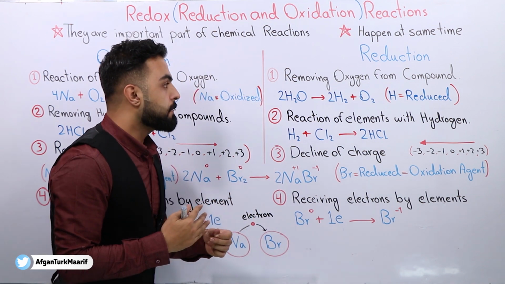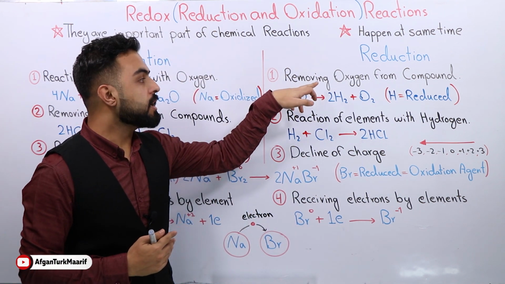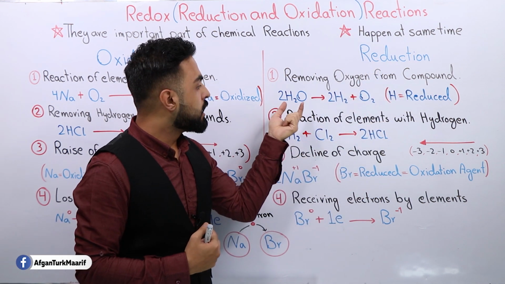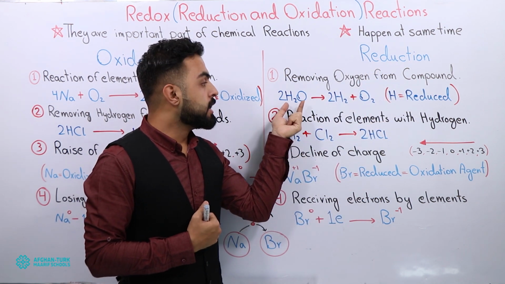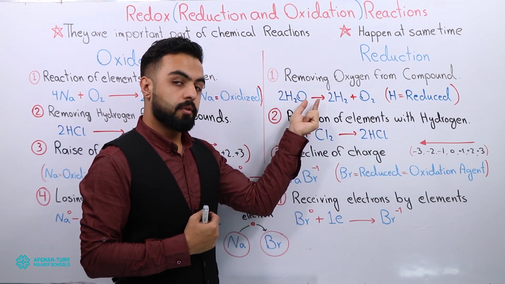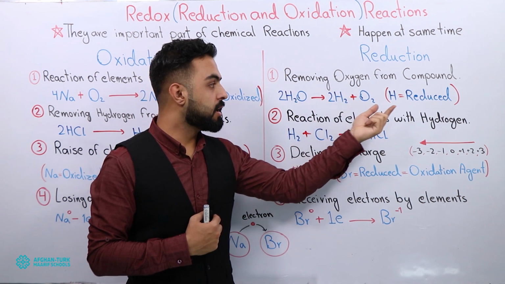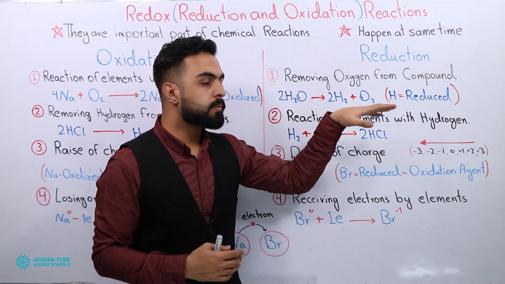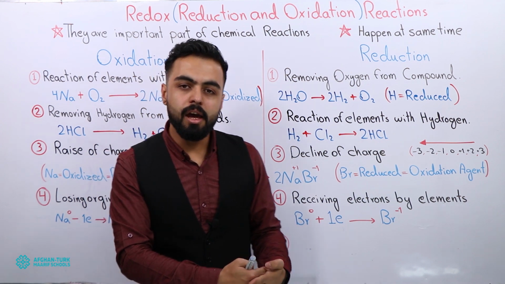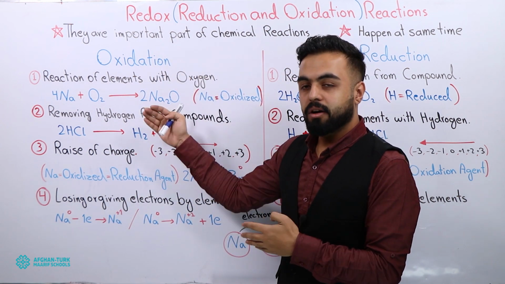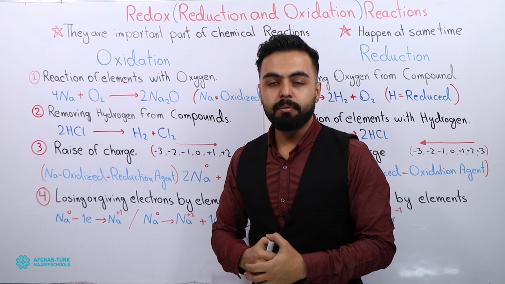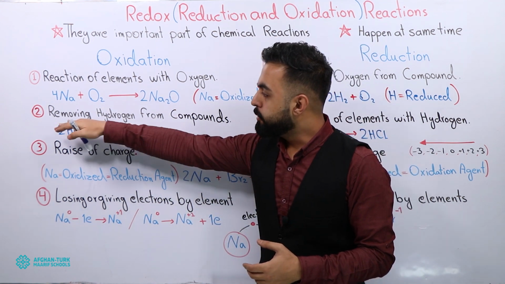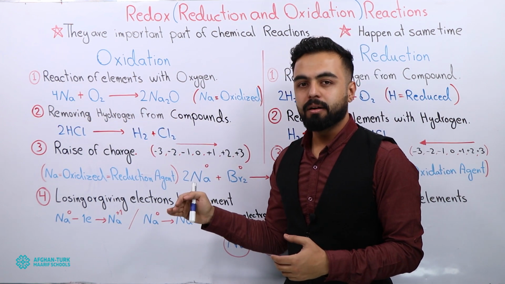Vice versa, removing oxygen from a compound is called reduction. So here we have water and we remove oxygen from the water, so the hydrogen is reduced. So when we remove oxygen, that is a reduction, and when we install an oxygen on elements, that is called oxidation. The second definition is removing hydrogen from compound.